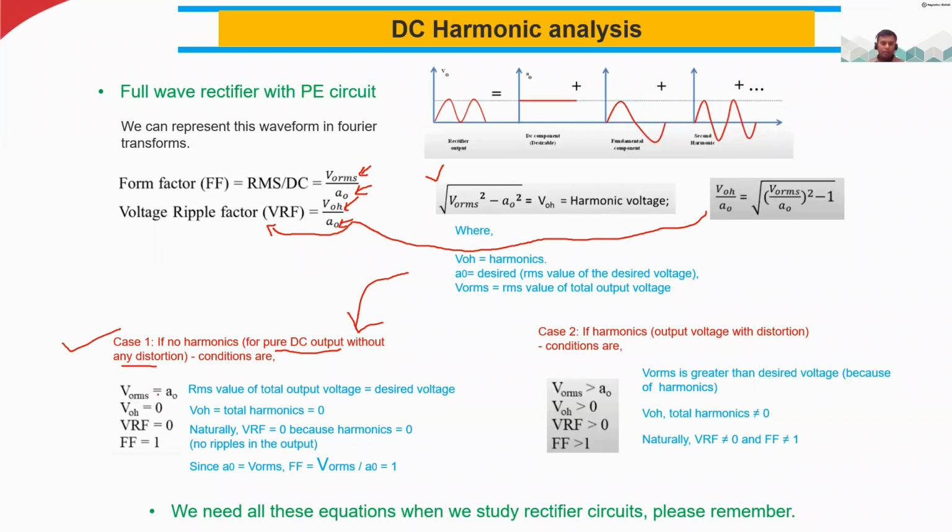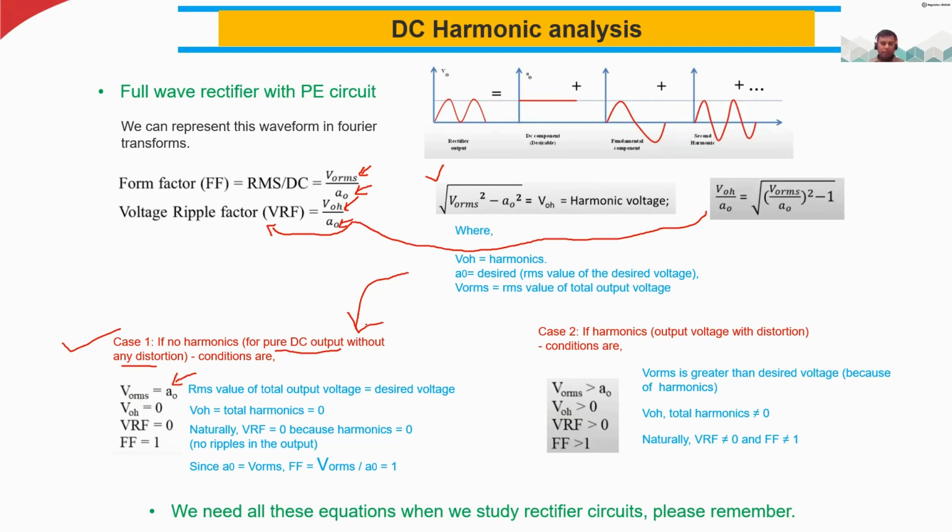So now VORMS is equal to A naught. So the total output voltage is equal to the RMS value of the desired DC voltage. Right? The RMS value of the total output voltage is equal to the desired voltage. That is what is happening here.